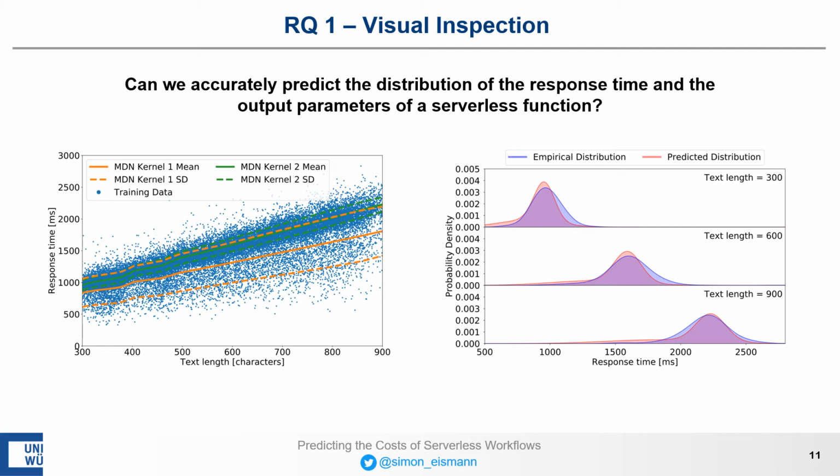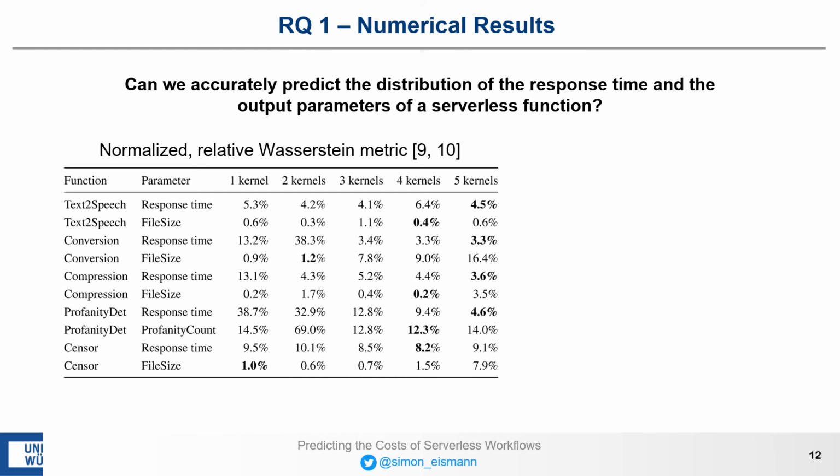And what we can see here is that the mixture density network seems to fit the distributions well. It accurately depicts that the mean is increasing, but it also accurately characterizes that for a text length of 900, the standard deviation also increases, so the distribution is becoming broader. So following this first visual inspection, we decided to also obtain numerical results.